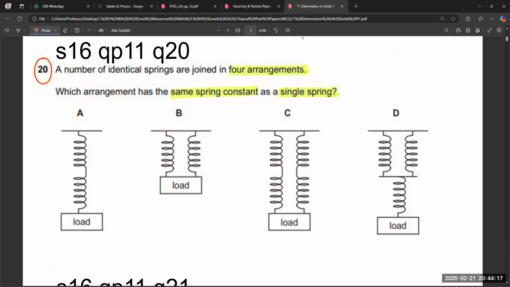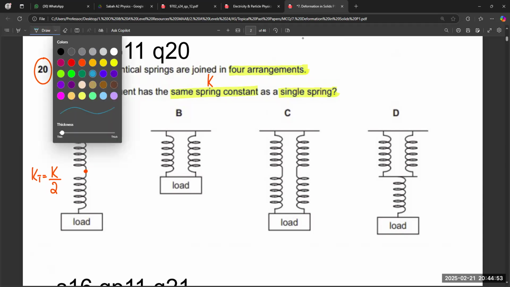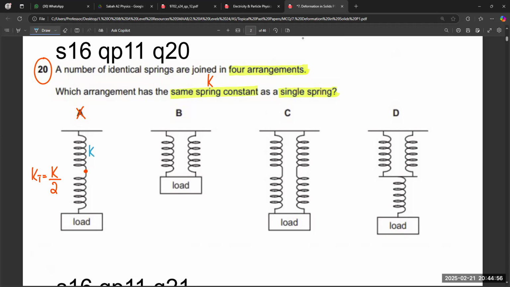So in the first combination, if we observe, we have two springs connected in a series combination, and they are talking about the value of K. In a series combination, we discussed already that the value of K decreases. This time we have two springs, so the total value of K will be half of the original value, right? So option A is not possible, because the value of one spring, let's suppose, is equal to K, and the value of the other spring is also K. So it will be half.